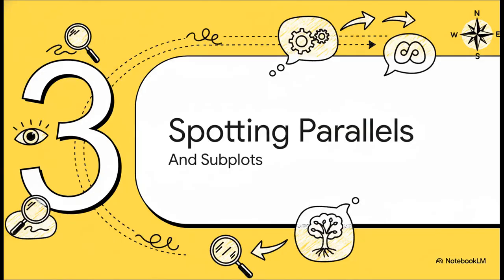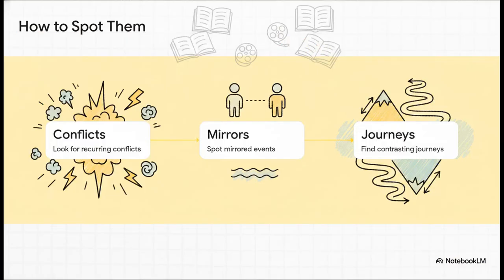All right, section 3, spotting subplots and parallels. Let's learn how to spot these things in the wild. The next time you're reading a book or watching a movie, I want you to use this 3-step cheat sheet. It's kind of like a secret decoder ring for narratives.